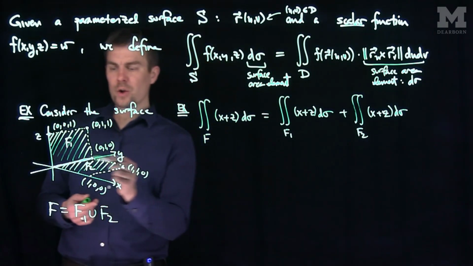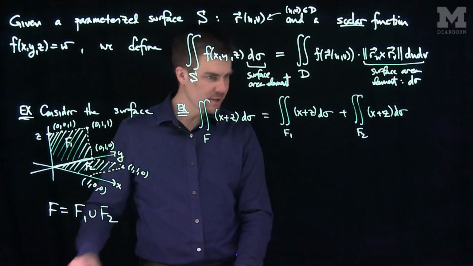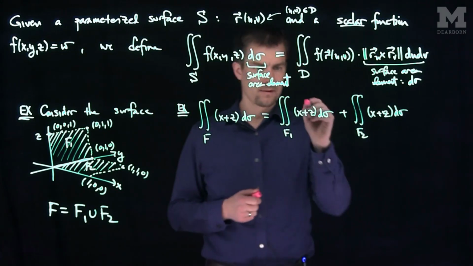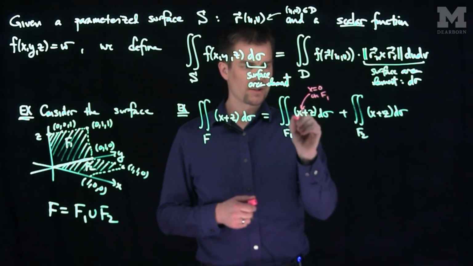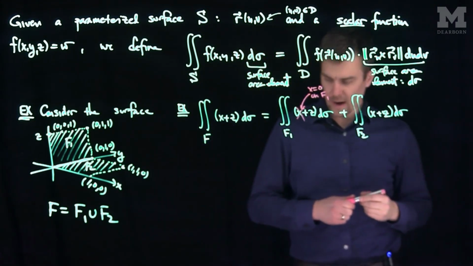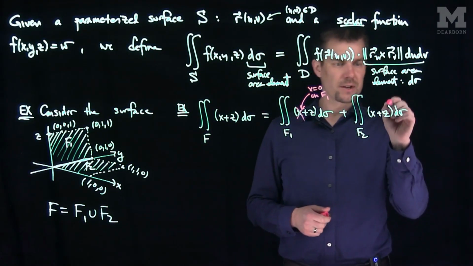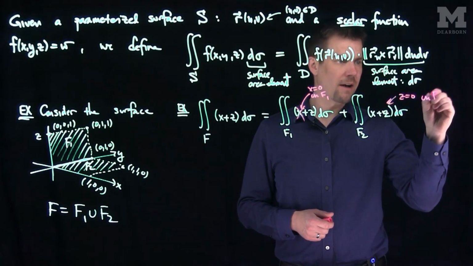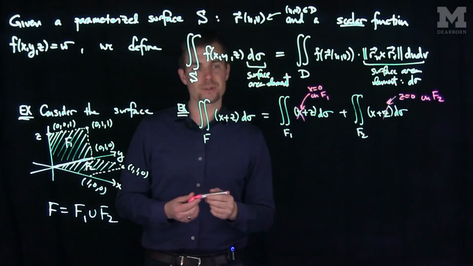Now we can do a little bit of simplifying here. On F1, we know that x is equal to 0, so that term is gone. What about on F2? On F2, z is equal to 0, so that's gone. So we've made one simplification based on properties of the surfaces.